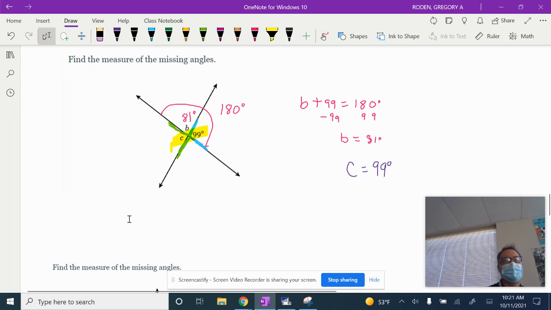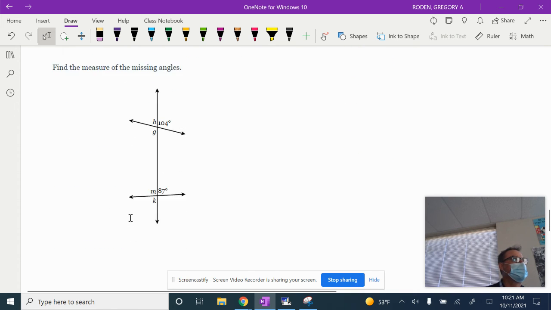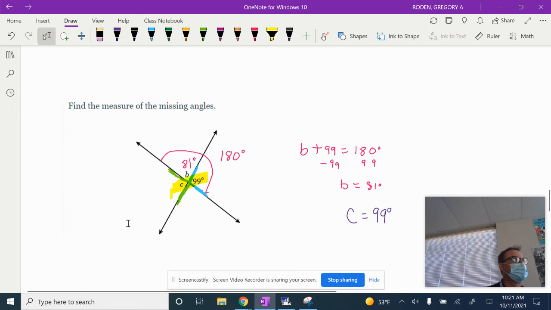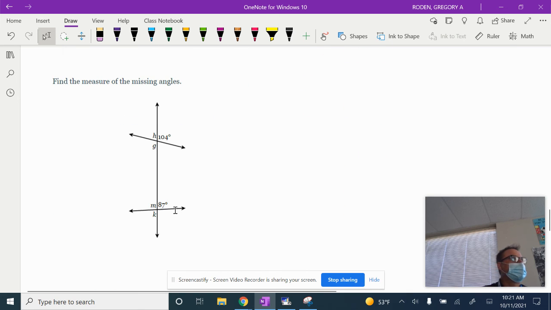Okay. I want everyone to try. George and I did it a different way. There is a different way using supplementary and linear pairs, right? Thank you, Mark. You can do it that way. What I want to emphasize here is the vertical part. Your job, ladies and gentlemen, is to figure out H, G, M, and K. Go. Draw this out.